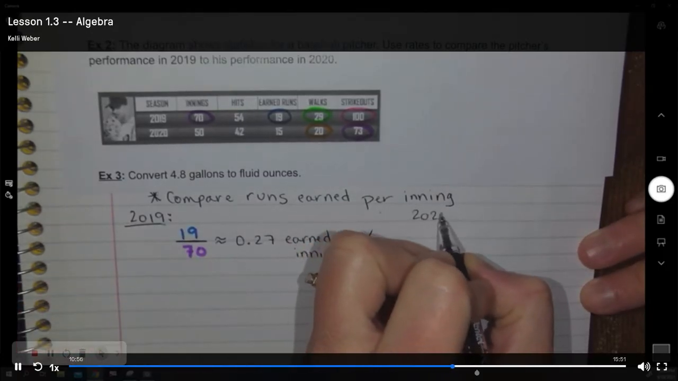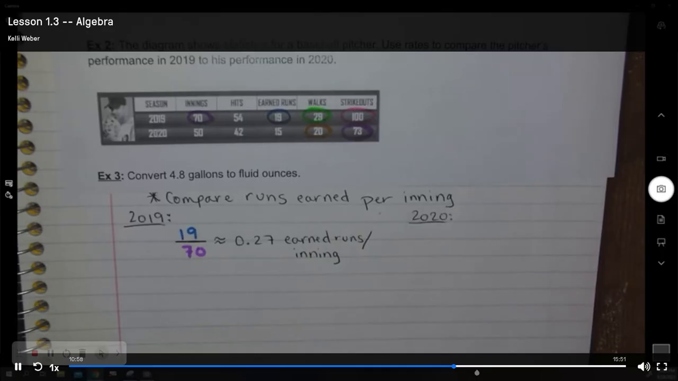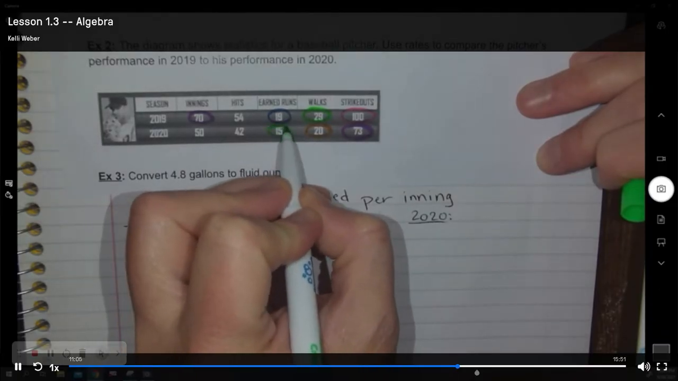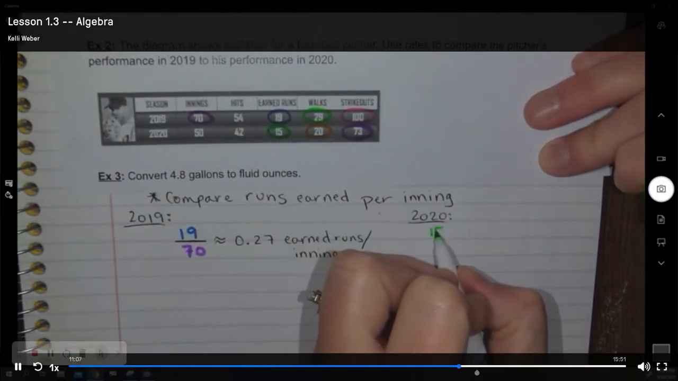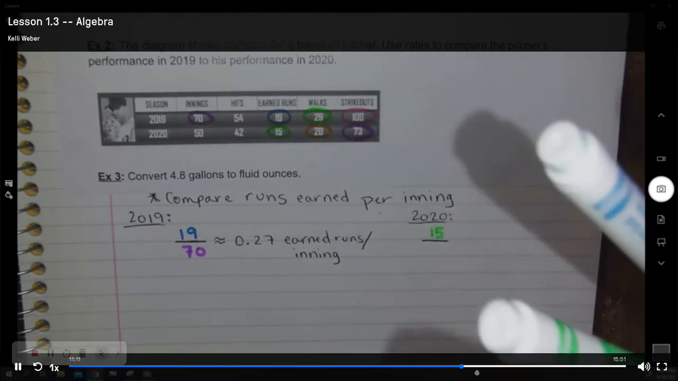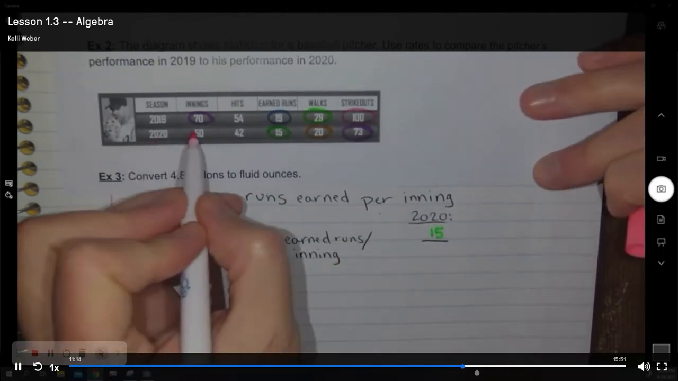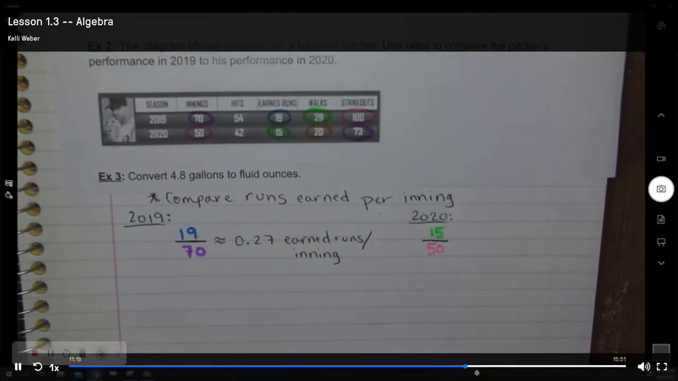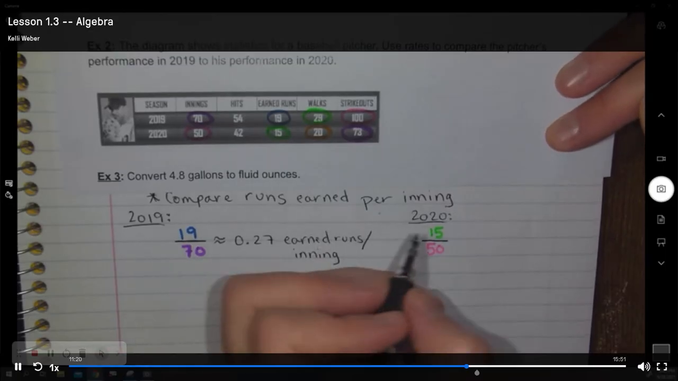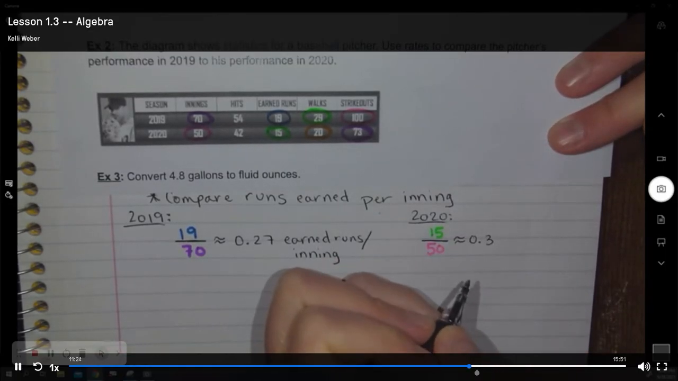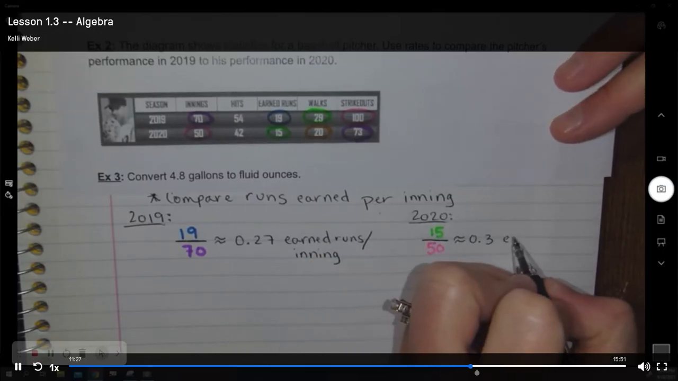For 2020, we have earned runs 15 compared to our innings, which were 50. So when we figure this out, it's approximately 0.3 earned runs per inning.